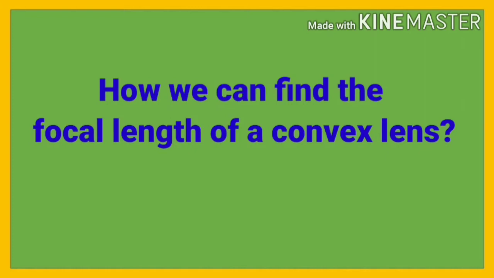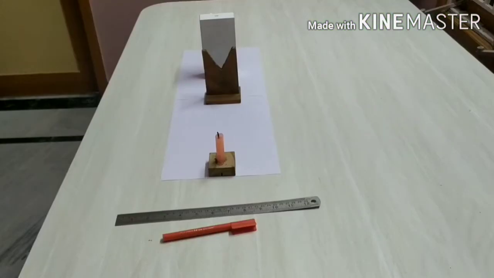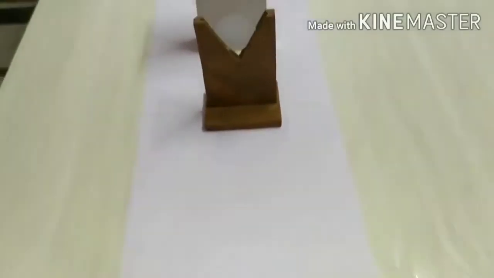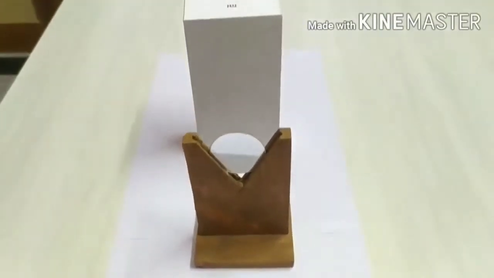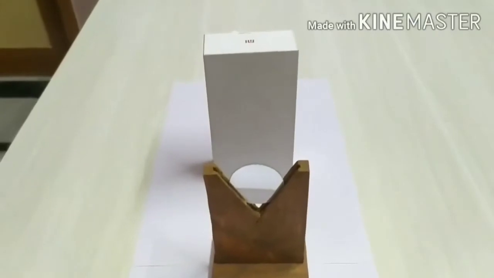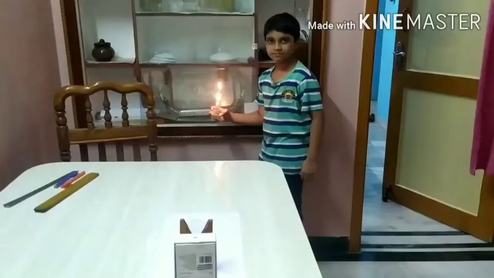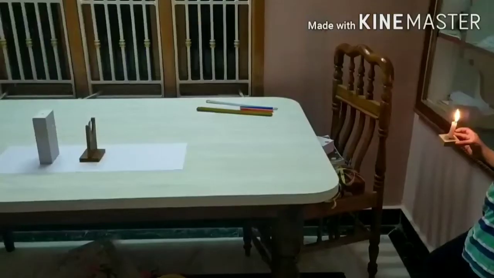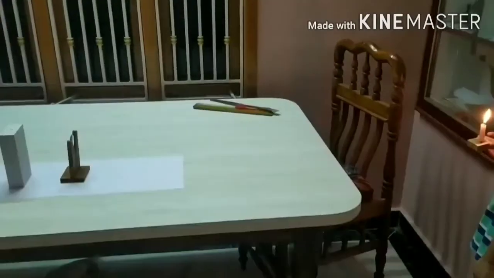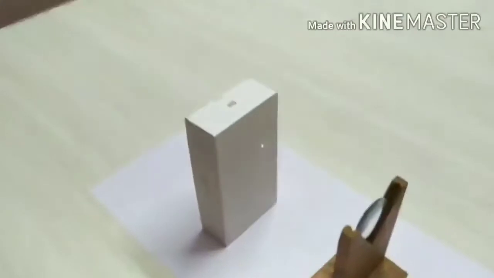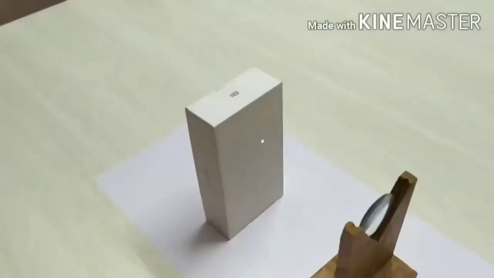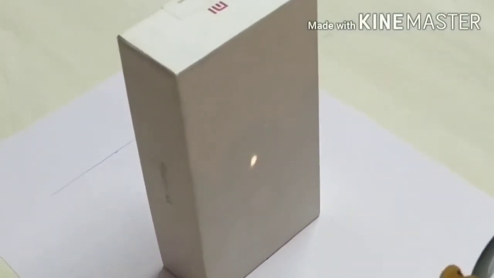How can we find the focal length of the convex lens? Keep the lens in the V-stand and arrange the screen, lens in V-stand, and candle in a straight line. Take the candle a very far distance from the lens. Slowly move the screen and observe the point size image on the screen. Now the point size image has appeared.